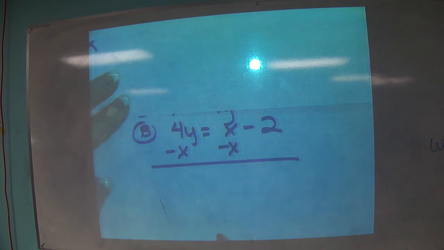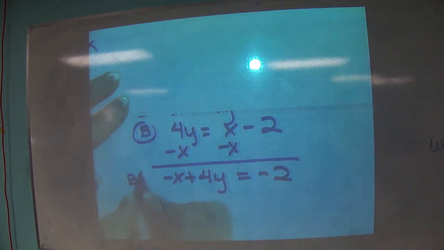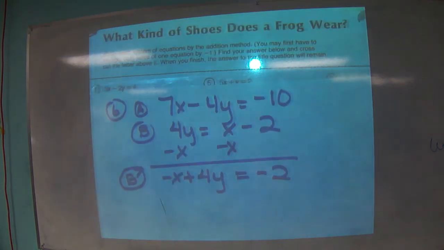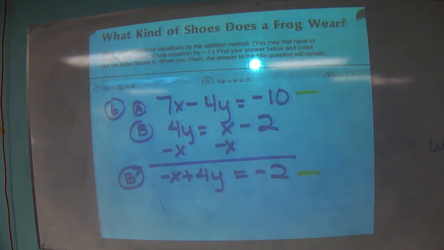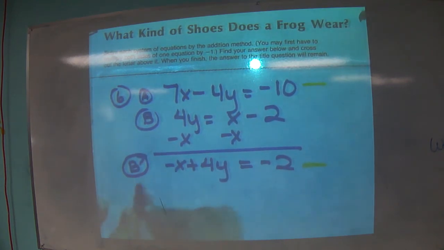Who do you want first, x or y? X. So -x plus 4y is equal to -2. And again, I'm going to call that B prime with a little tick mark. Now, let's look at A and B. Can you use them yet? No. Wait a second. Who can you get rid of? The y.